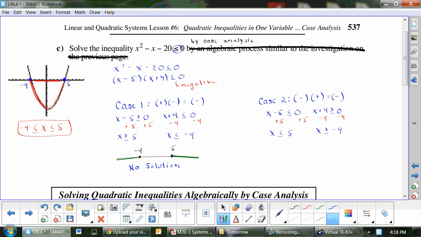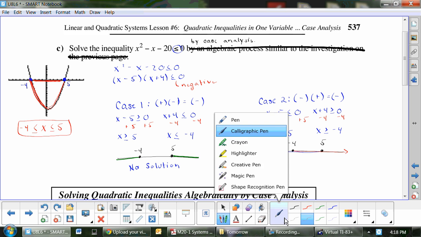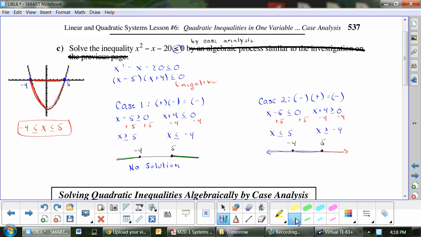Okay? In case 2, we want to do the same thing. So we set up our number line. We use filled in circles because they're greater than and less than and equal to. We'd say, okay, our solution occurs when x is less than 5, so like this. And it also occurs when x is greater than -4, so like this. So you can see we actually have an overlap. And this overlap portion is going to be our solution.